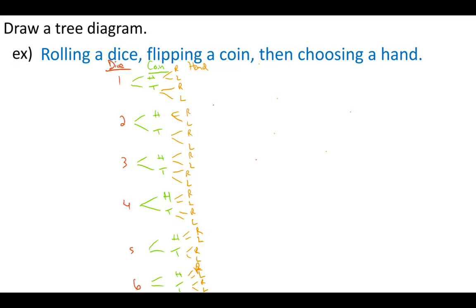For example, we could say what's the probability of getting a 3, then a heads, and then left. Well, there's only one that's 3, heads, left. So it'll be 1 out of the total sample space here. So we've got 1, 2, 3, 4, 5, 6, 7, 8, 9, 10, 11, 12, 13, 14, 24. So 1 out of 24 chance of rolling a 3, then flipping the heads on a coin, and then choosing the left hand, whatever. Okay.